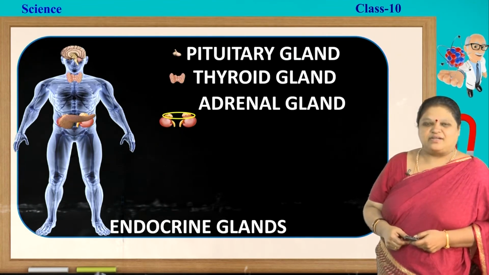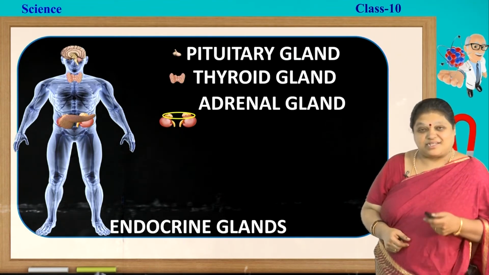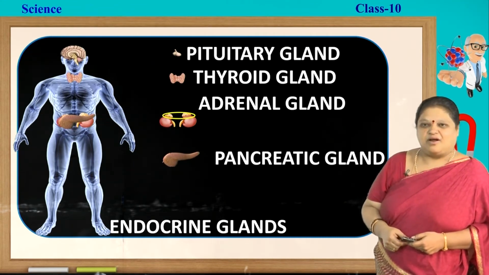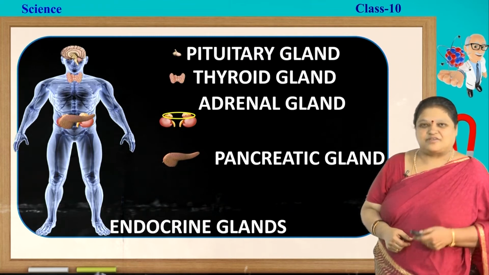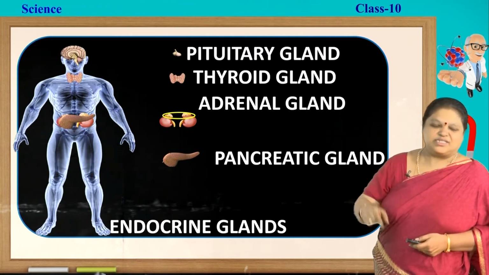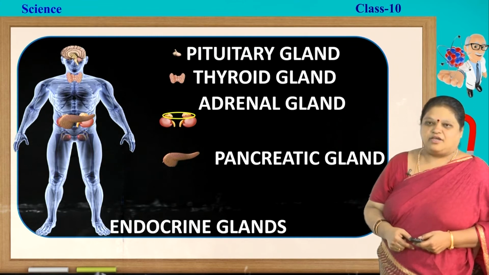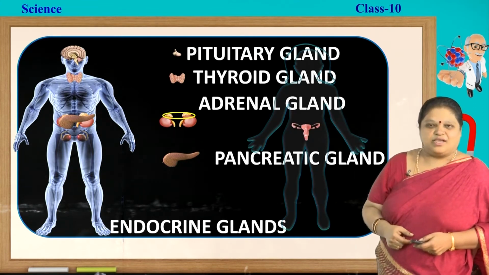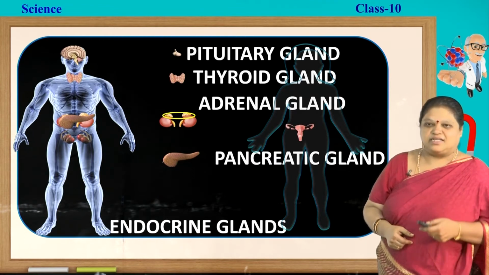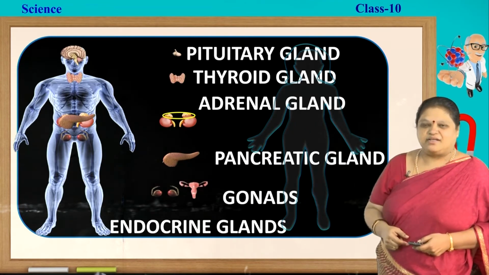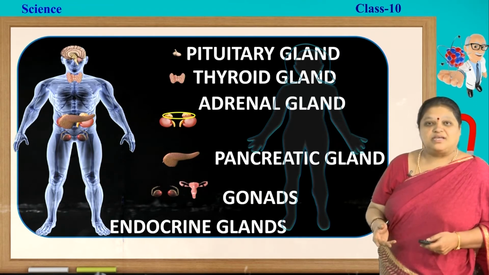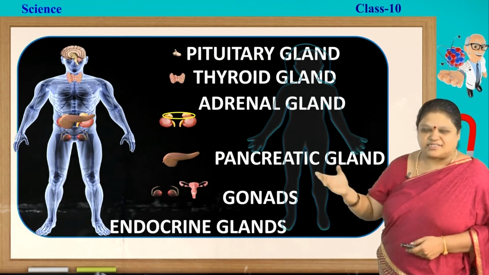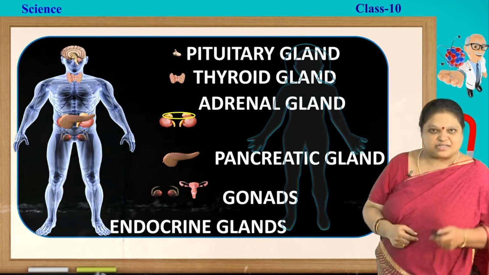Next, you find the pancreas, which is also an endocrine gland. You call it the pancreatic gland, or the islets of Langerhans. I will tell you how it is different. Next, if you look at male and female differently, in the male you find the testis, in the female you find the ovary. These two are nothing but gonads, and they are also endocrine glands. So, you find several endocrine glands, or ductless glands.